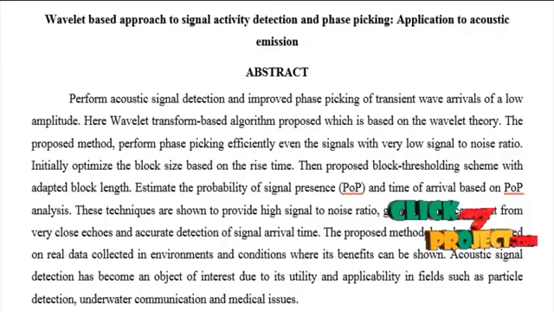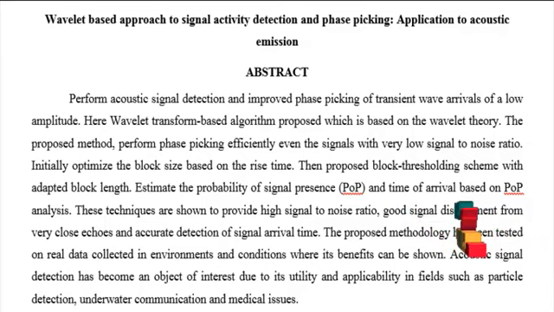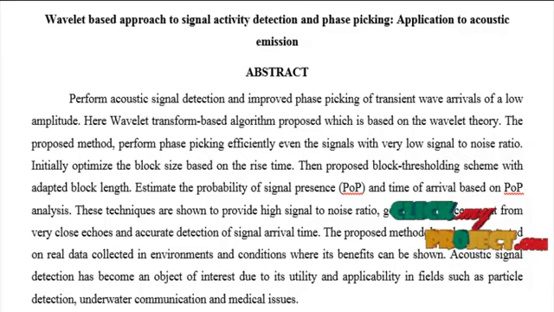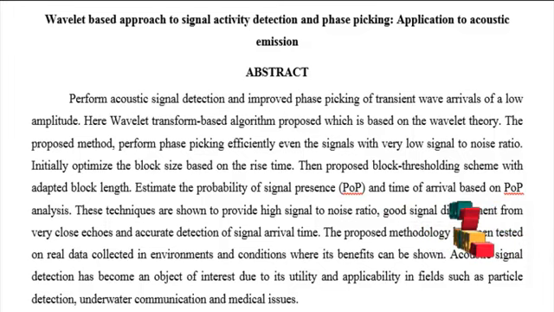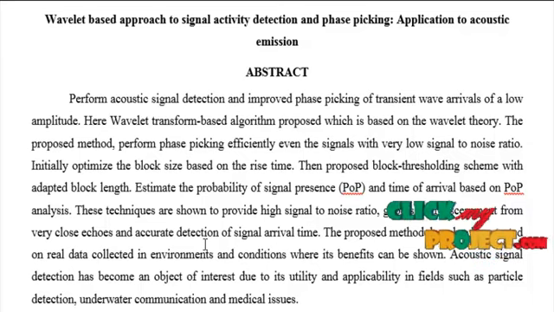Even signals with a very low signal to noise ratio. Initially, optimize the block size based on the rise time. Then a block thresholding scheme with adapted block length is proposed. Estimate the probability of signal presence and time of arrival based on POP analysis. These techniques are shown to provide high signal to noise ratio, good signal discrimination from very close echoes, and accurate detection of signal arrival time. The proposed methodology has been tested on real data collected in environments where its benefits can be shown.